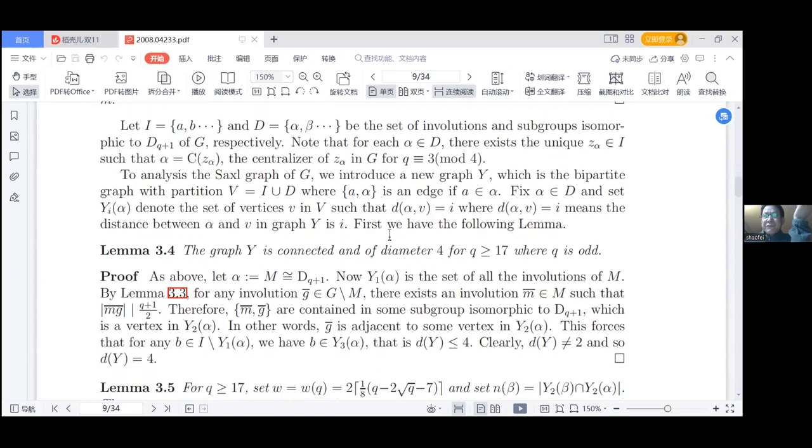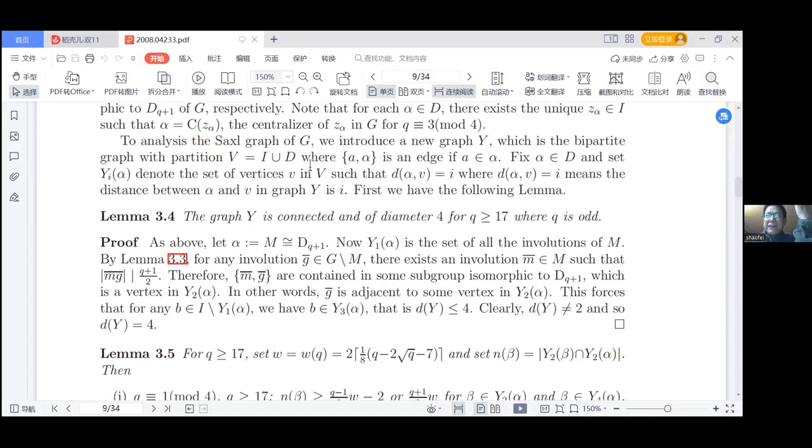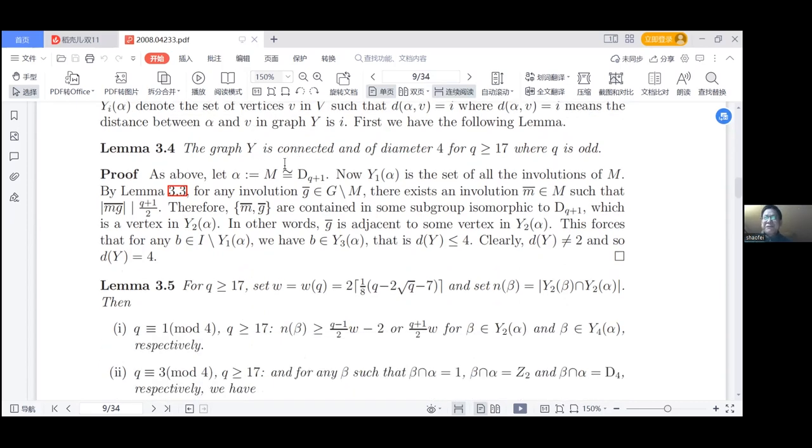Then I want to define the graph. This is a bipartite graph, and I and D form the vertex sides. So (a, alpha) is an edge if this involution belongs to this dihedral group D_{q+1}, then you can have an edge. So I discussed this, we started this adjoint graph, a bipartite graph.